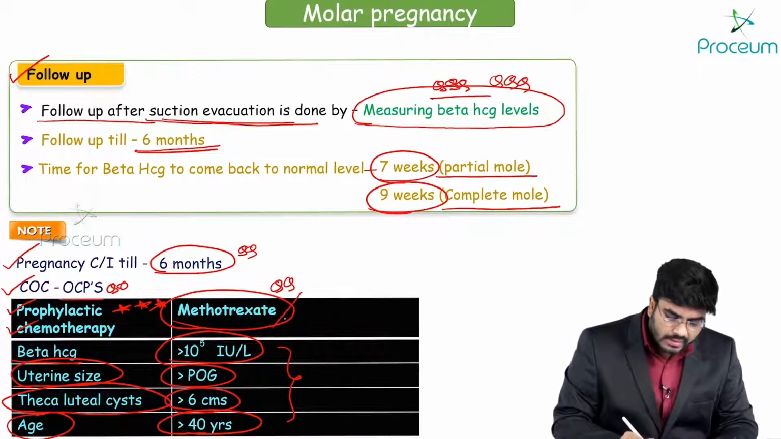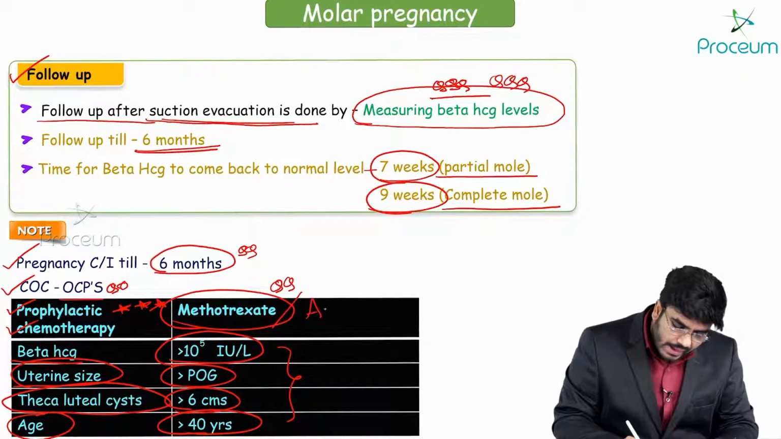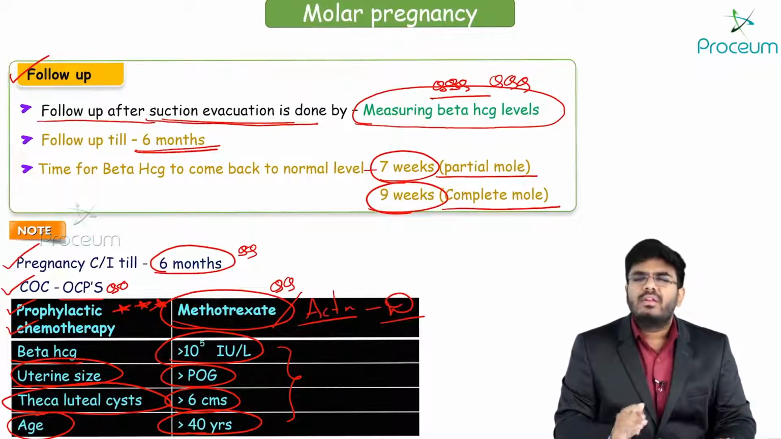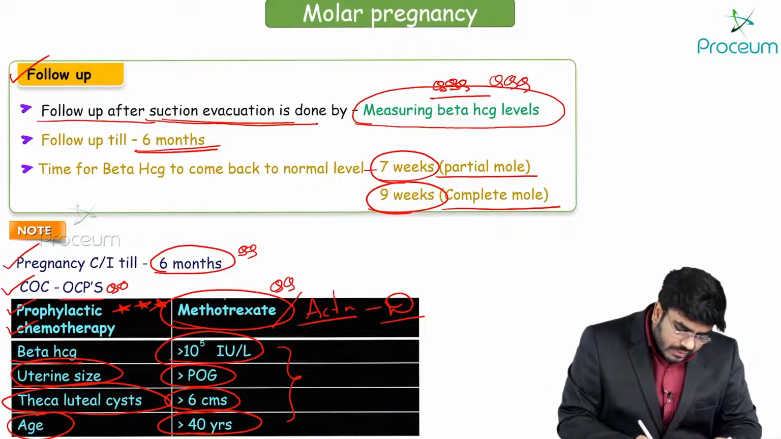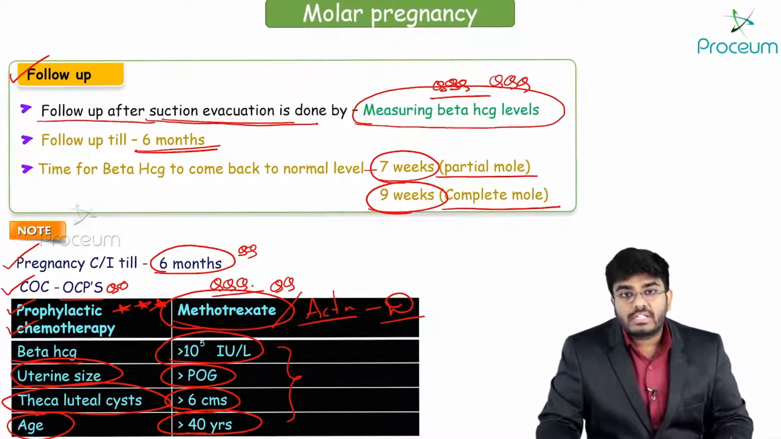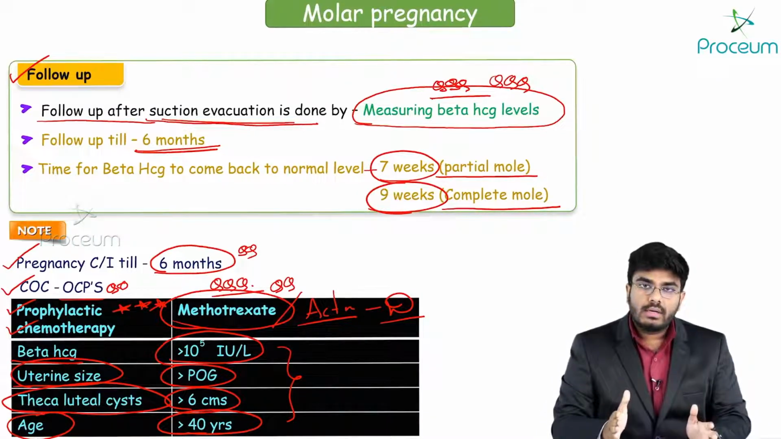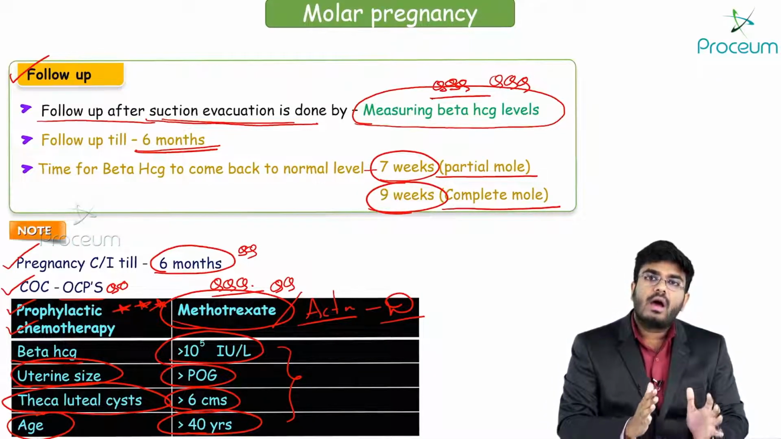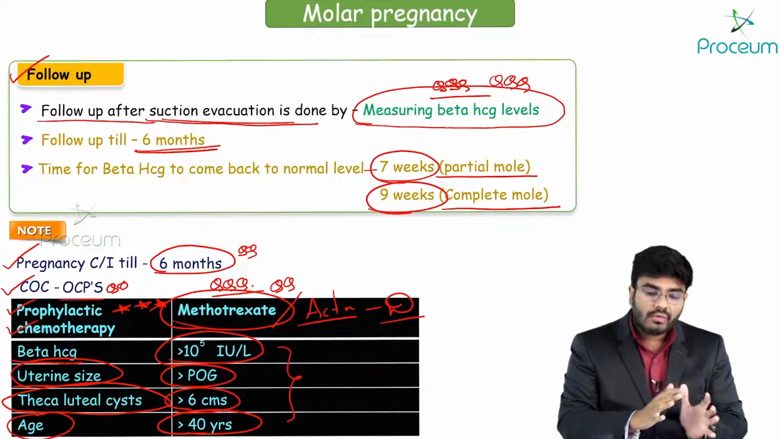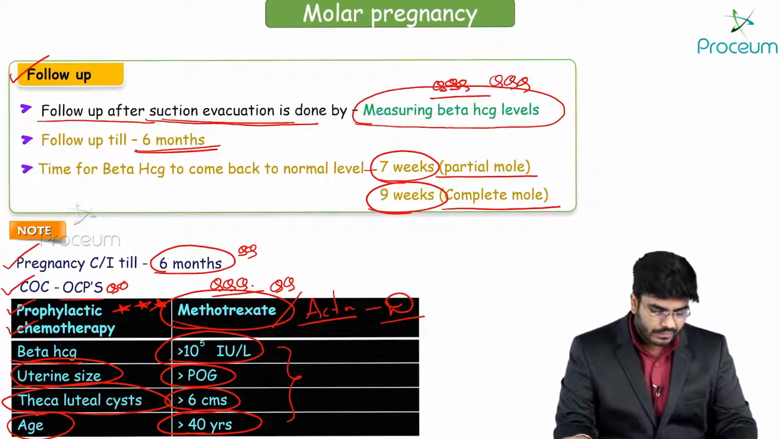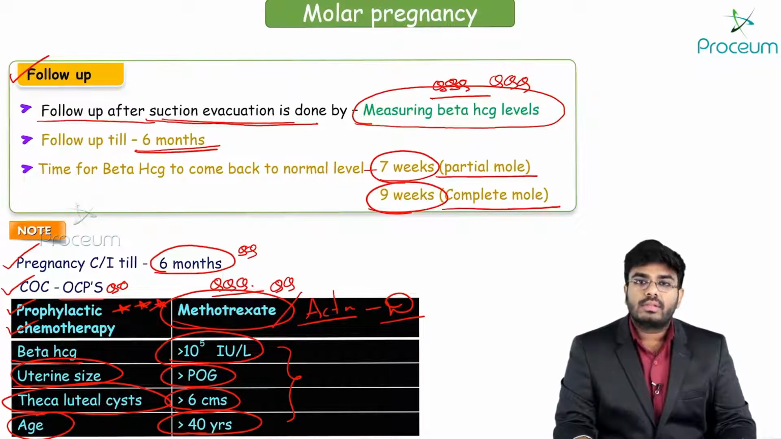Or in the resistant cases you can use actinomycin D. Actinomycin D is for resistant cases, but methotrexate is the prophylactic chemotherapy agent of choice for high risk cases of complete mole. After suction evacuation you are going to give the prophylactic chemotherapy.